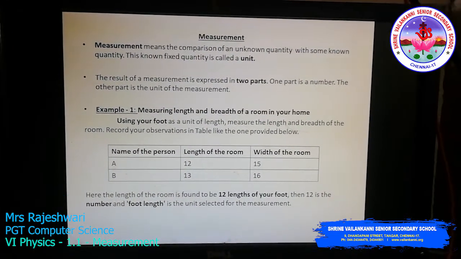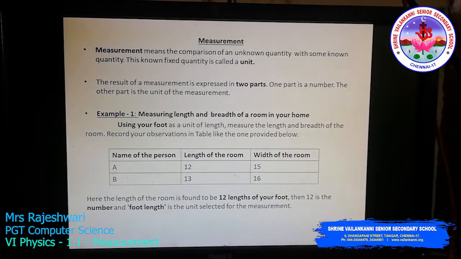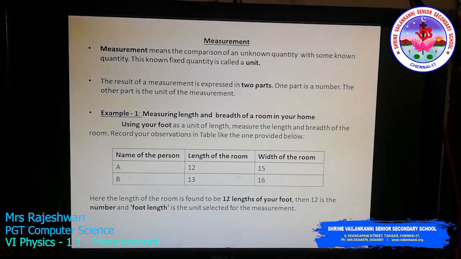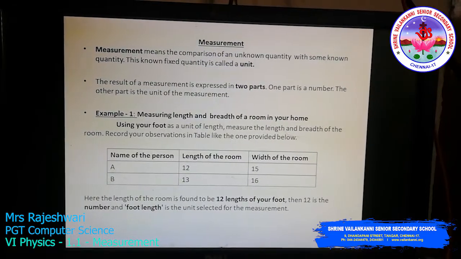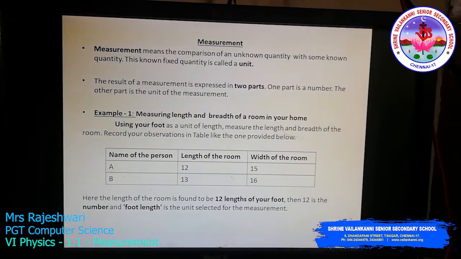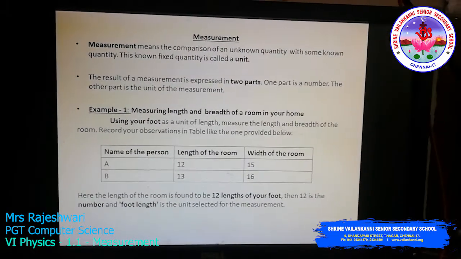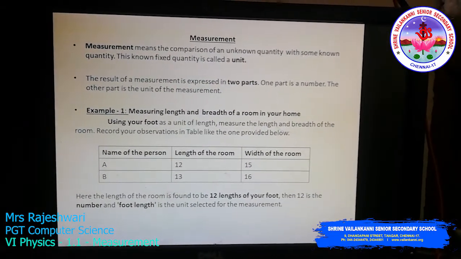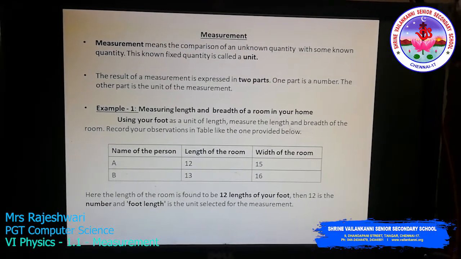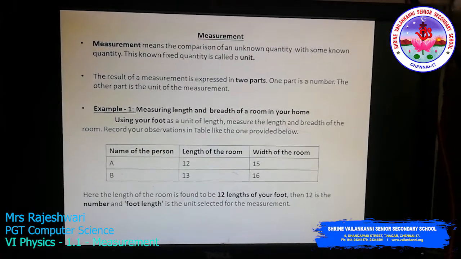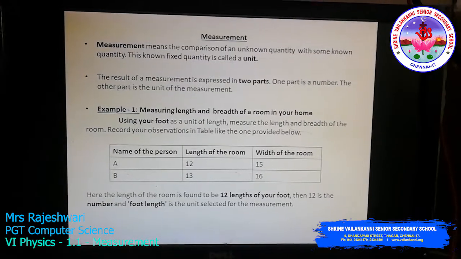So what will you do immediately to find the length of the line? You will take a scale from your geometry box and start to measure the length of the line which you have drawn. So the line which you have drawn is called the unknown quantity, and the known quantity is the scale which you have used for measuring that line. Now you understood what is measurement. This known fixed quantity is called the unit.